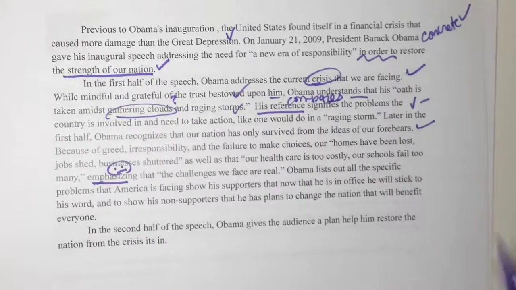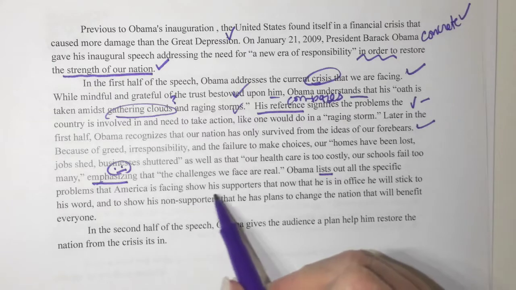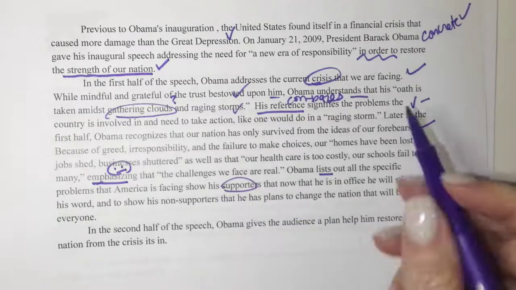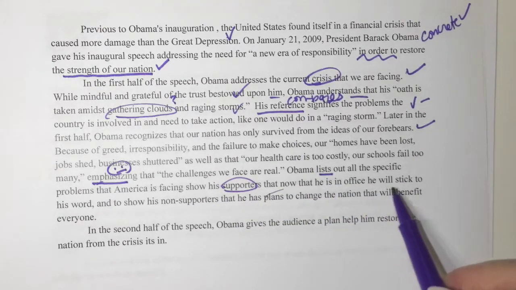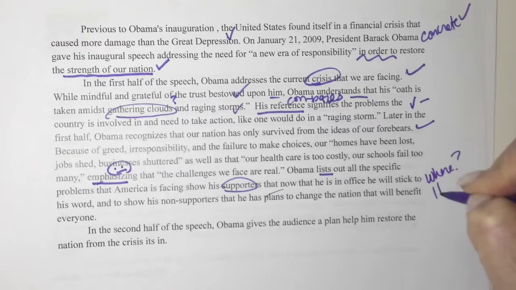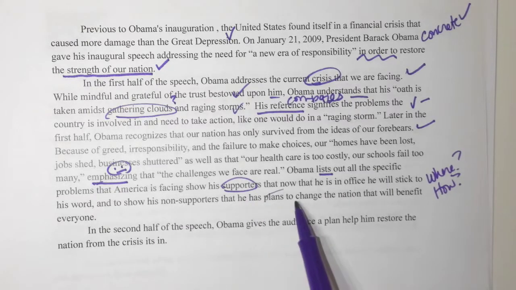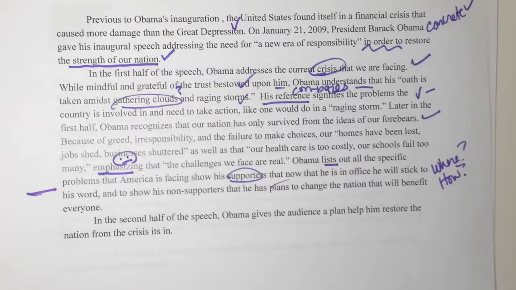Obama lists out all the specific problems that America is facing to show his supporters, this is just the readers, that now he is in office, he will stick to his word. How does the language do that? And to show the non-supporters that he has plans to change the nation that will benefit everyone. Okay, very true. Doesn't talk about the language.